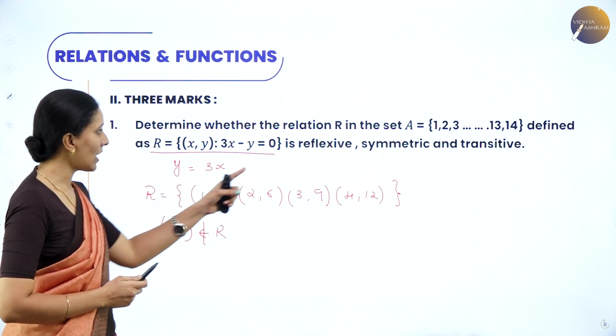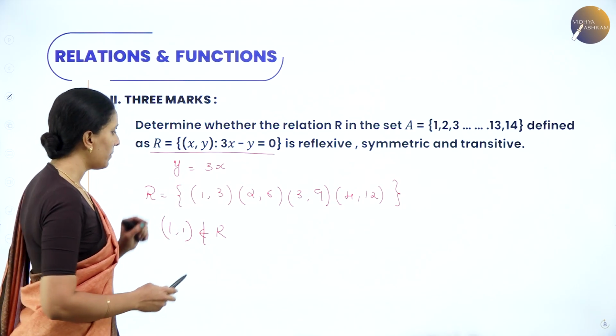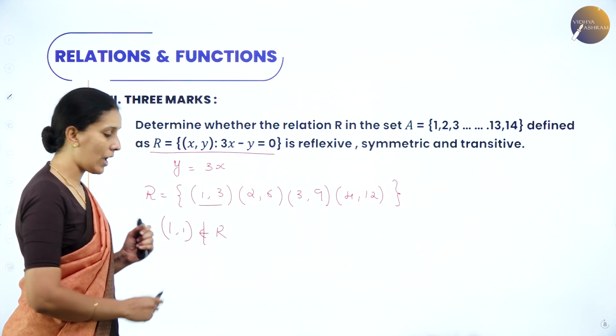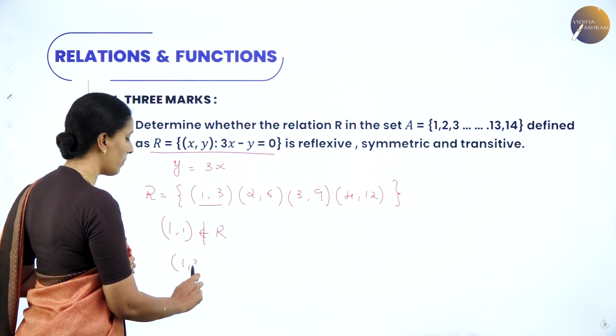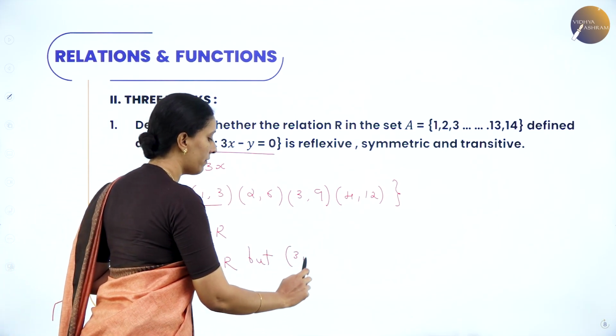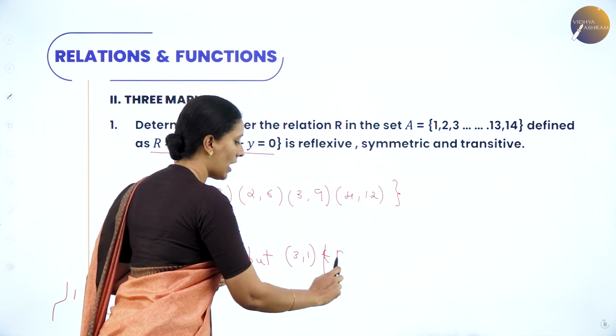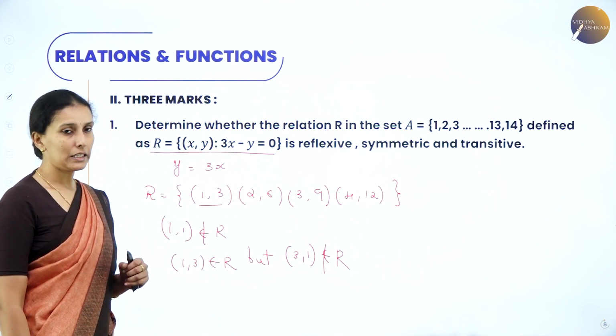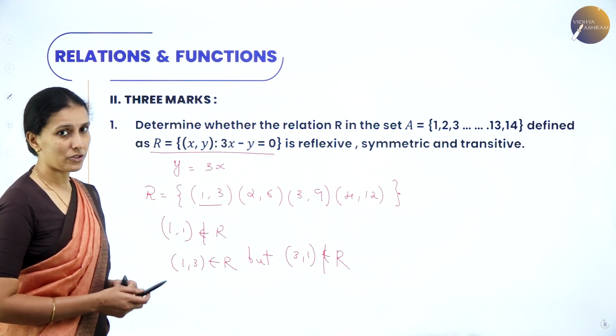So let's take an example for a symmetric relation. Let me take (1, 3) belongs to R. So here we have (1, 3) belongs to R, but (3, 1) does not belong to R here. So we can clearly say this is not a symmetric relation.